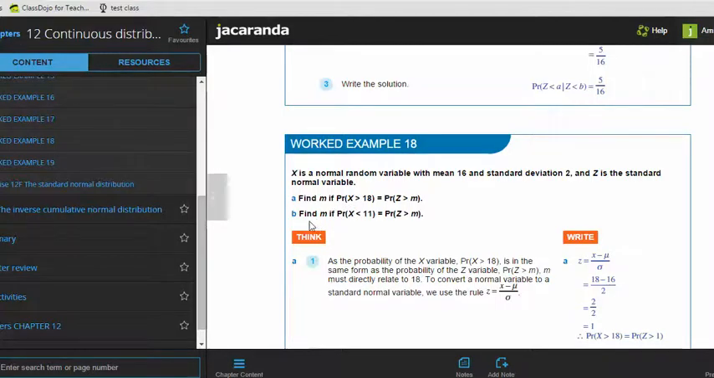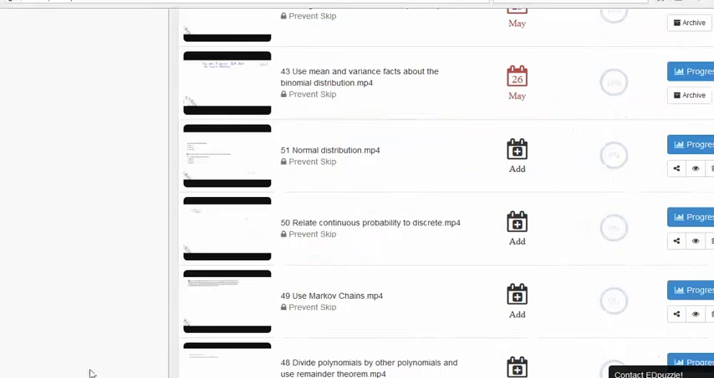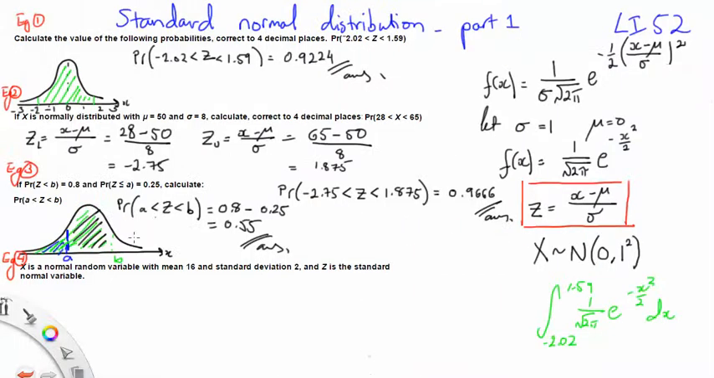So we need to find M if the probability of X being greater than 18 equals the probability that Z is greater than M. So I'm going to go back to my videos. Okay, so the question here is, find M if the probability that X is greater than 18 equals the probability that Z is greater than M. What's going on here?